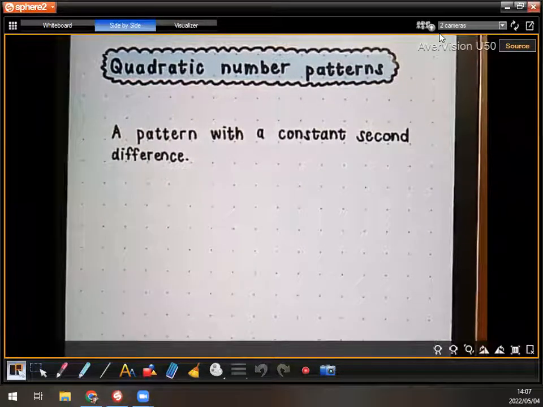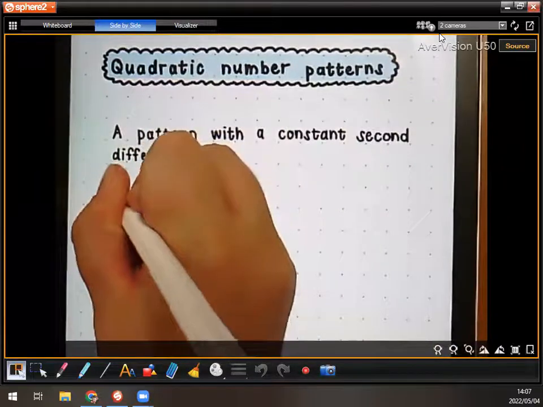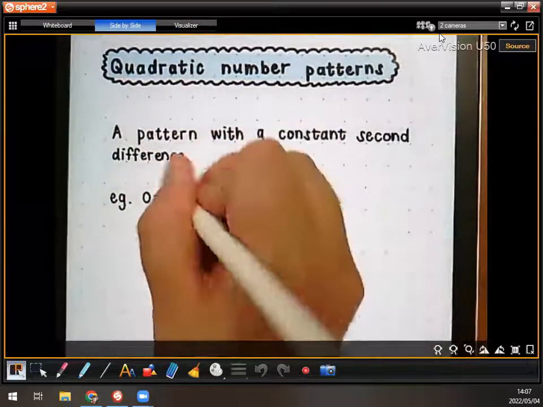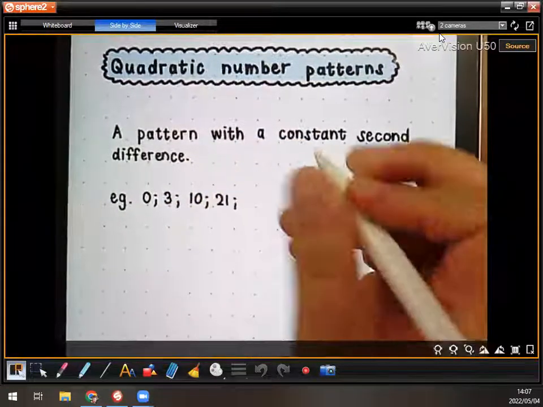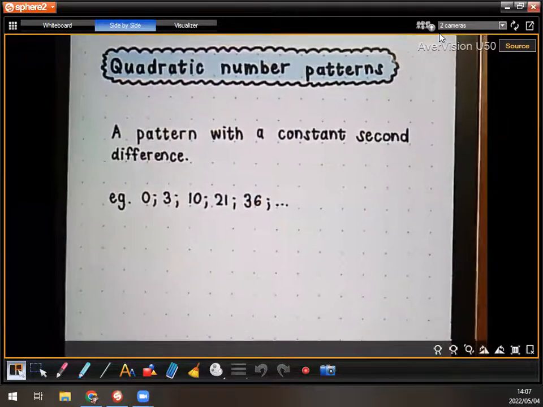Let's look at, for example, if we have 0, 3, 10, 21, 36, and then so on.